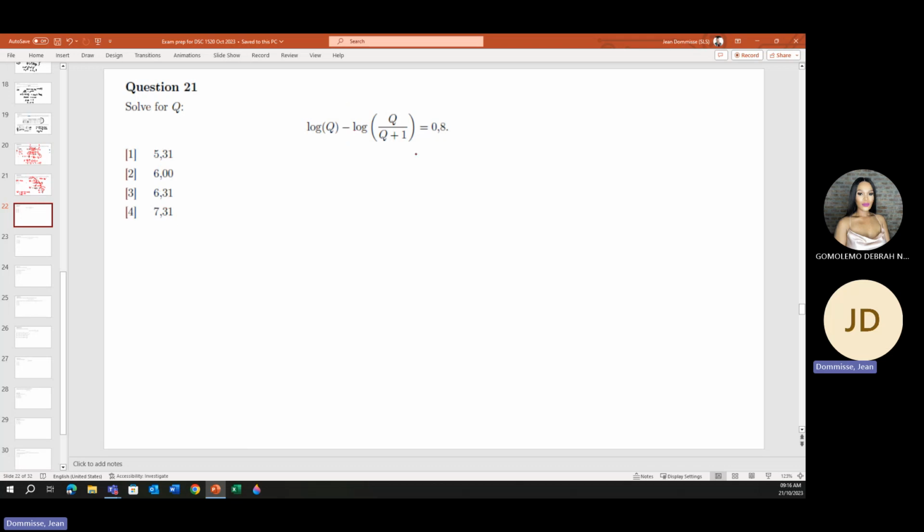Okay, so let's look at this, and let's first try to simplify that. On the left-hand side, because of log rules, we have that minus. We can say that Q divided by Q over Q plus 1. We can do that because of your log rule where we have a minus. So that's nearly, I think, log rule 1 or 2 nearly.